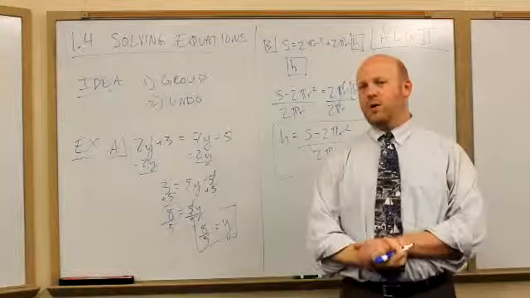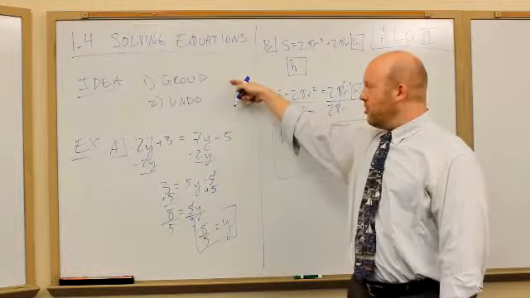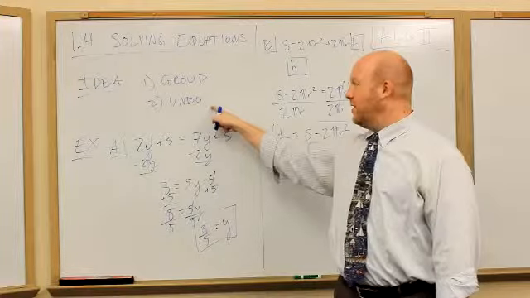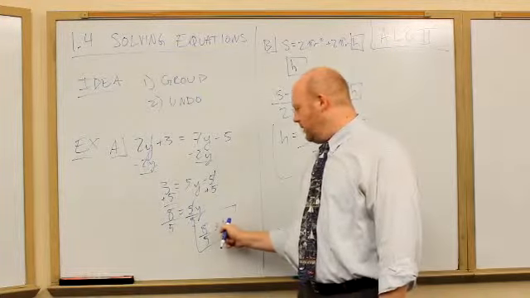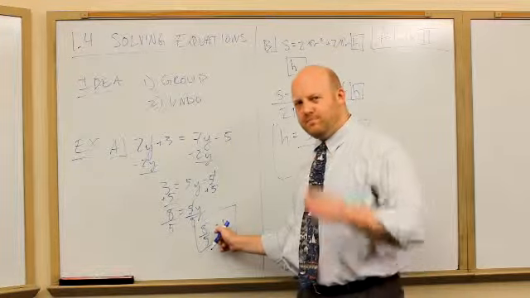That is about all you need to know for section 1.4. Group like terms and undo the operations to get to where you want to go. In the end, I'm always making sure I only have one copy of that variable that I'm looking for. Good luck.